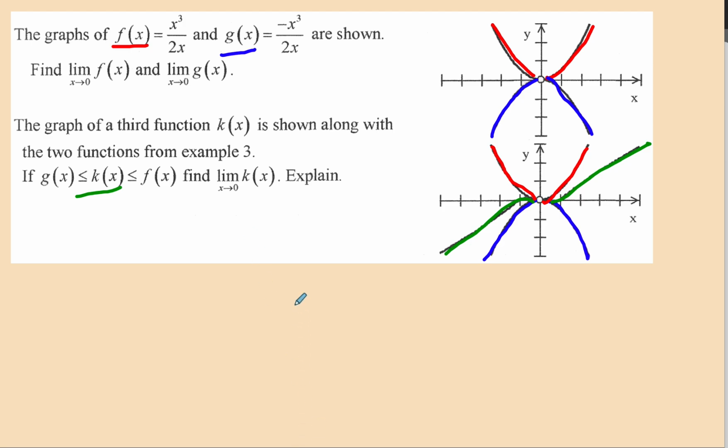And the answer is yes. As long as it meets the criteria of the theorem, and it does, we can say, since we knew the limit of the one above it and below it, we know its limit. This limit is equal to 0, and this limit is equal to 0, so this one must be 0 as well. They're all wanting to cross at the origin.